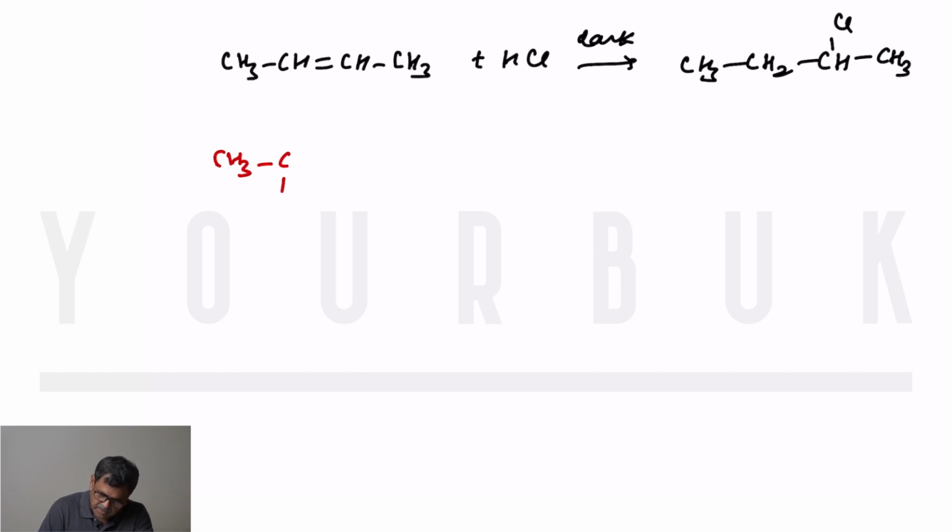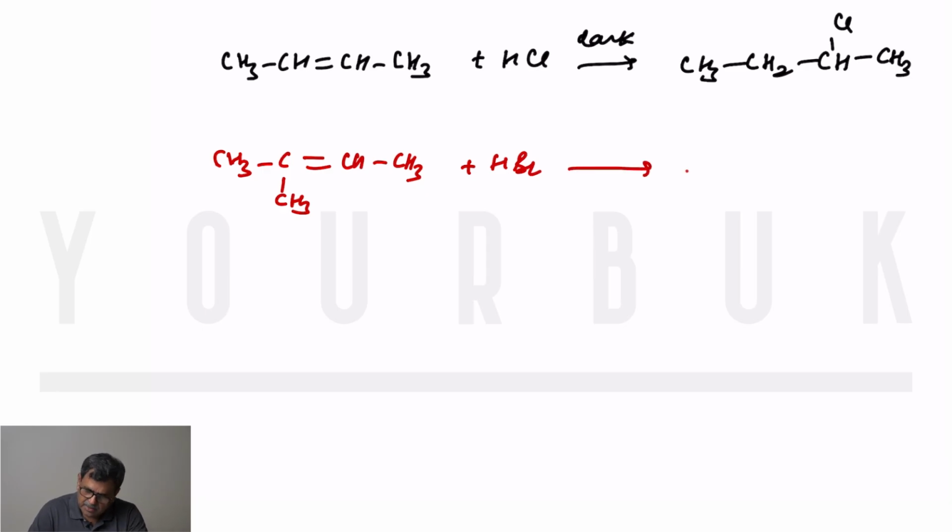Now if you are given this one now, CH3, this is called 2-methyl-but-2-ene, and we are reacting it with HBr. Again in dark, light should not be present. So it follows Markovnikov rule. H adds to this carbon and bromine adds to this carbon. So my product is 2-bromo-2-methyl-butane.